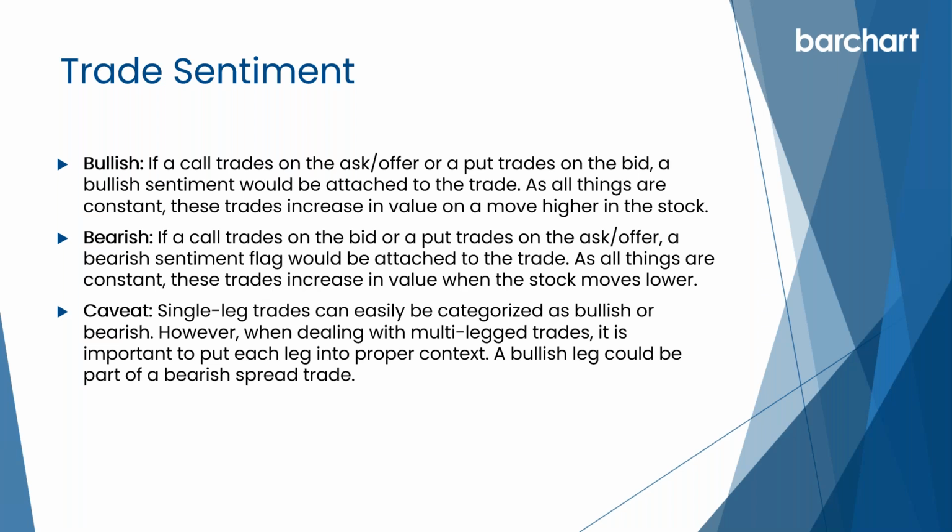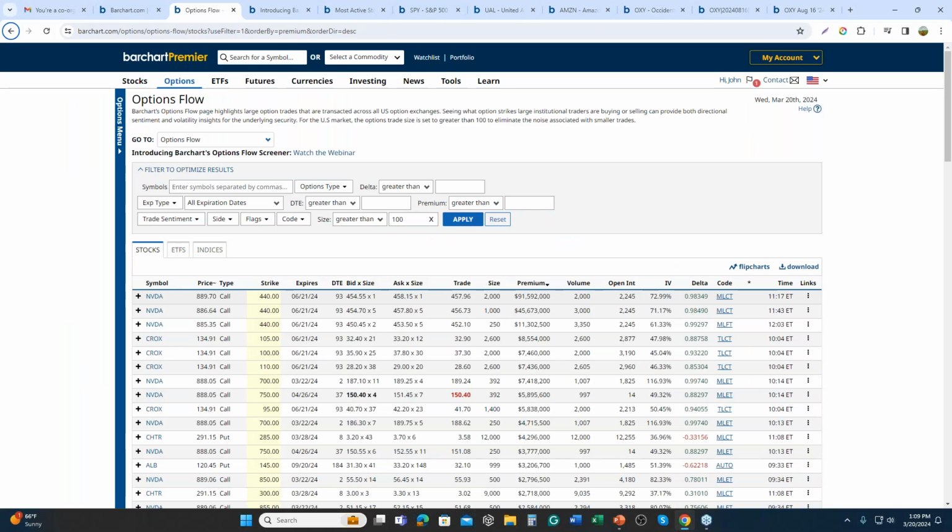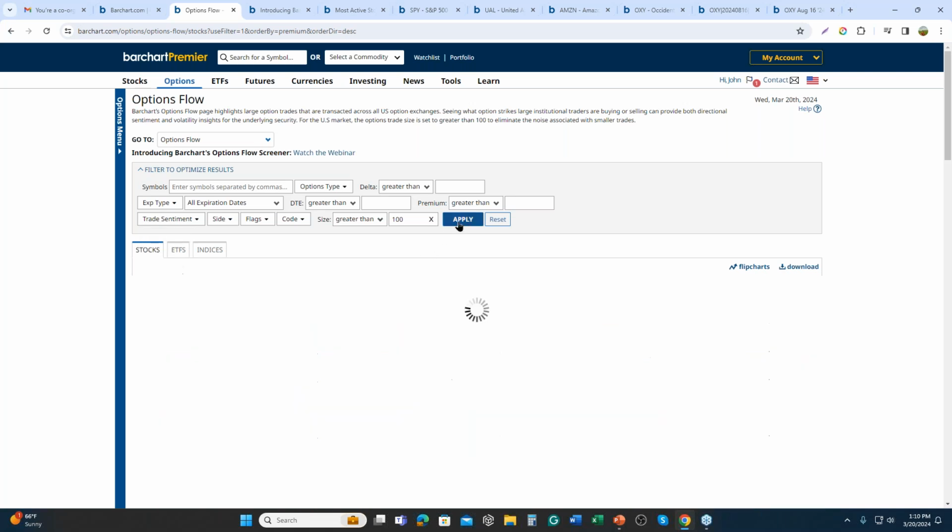So with these two concepts, opening trades and sentiment, let's go back to our screener. Now, the first thing that I do when I use the screener is I just want to get a kind of general feeling or consensus of options flow for equities and ETFs. So the first thing I'll do is I'll come in here under trade sentiment, and what I'm going to do is first I'm just going to look at bullish sentiment.